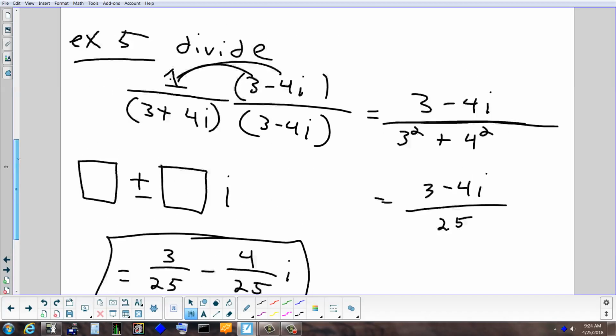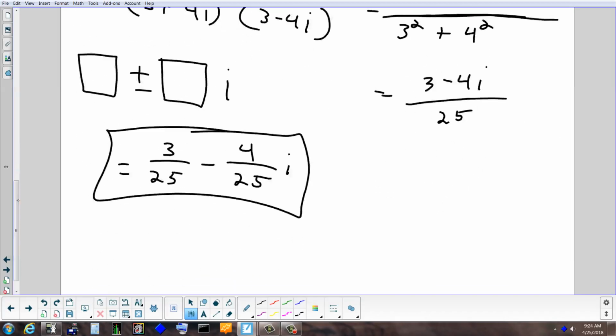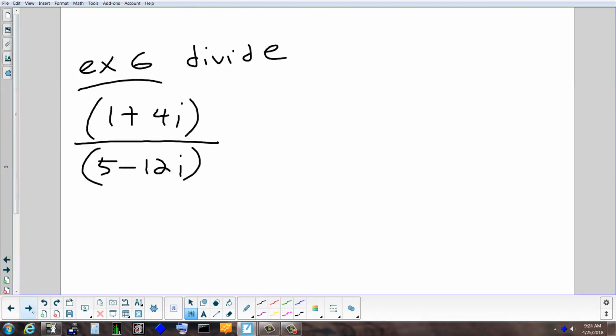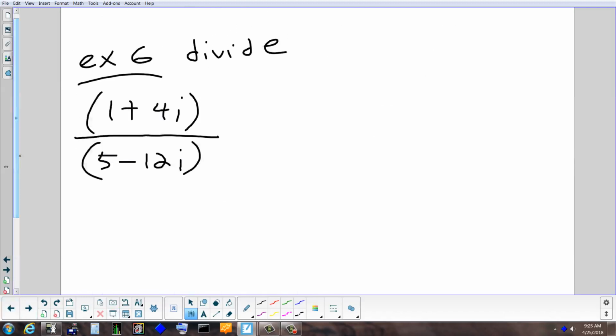Okay. Any questions on doing that one? Okay, we'll try one more with division, and then that'll end the appendix review of complex numbers.